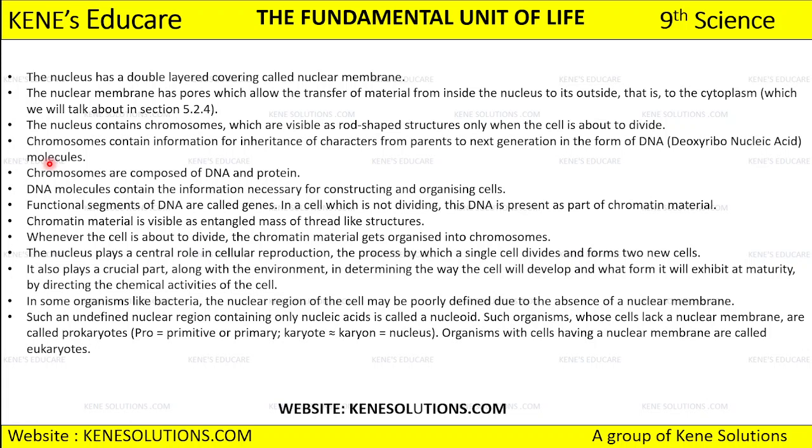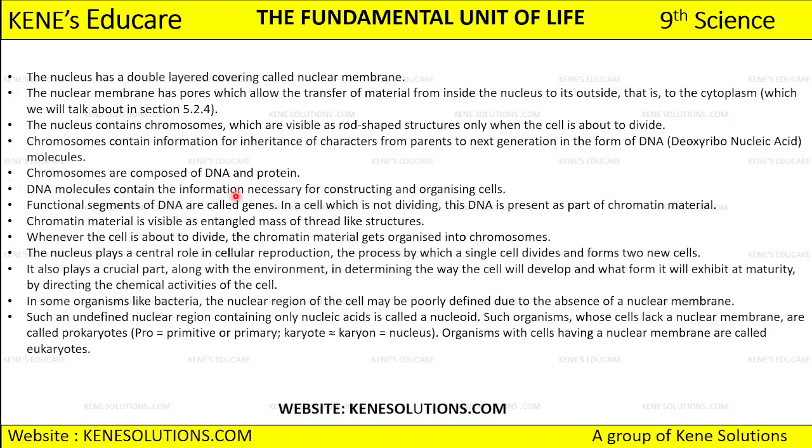Now what does this chromosome have? The chromosome has all the information, like whatever information is related to inheritance of characters that takes place from parents to offspring, that is present with us in the form of DNA, that is, deoxyribose nucleic acid. And the chromosomes that we have are composed of DNA and protein. This I have explained to you all.